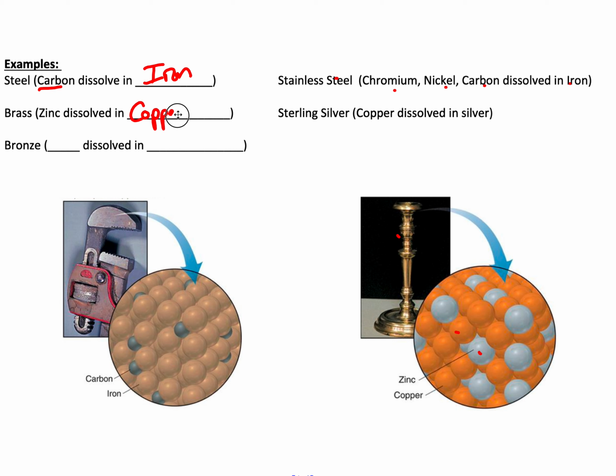And we did this earlier in the year when we looked at the copper penny lab that we did. Sterling silver, copper is dissolved in silver, which changes the properties. Bronze is similar to brass, except instead of zinc dissolved in copper, it's tin dissolved in copper. So you should know a few examples of alloys. Just know that it's not really a bond. Nobody's transferring electrons. They're just blended together, but they're done in such a way that they improve properties drastically.